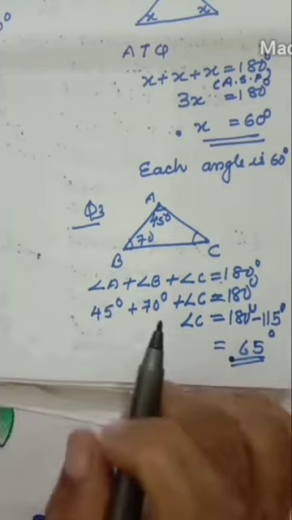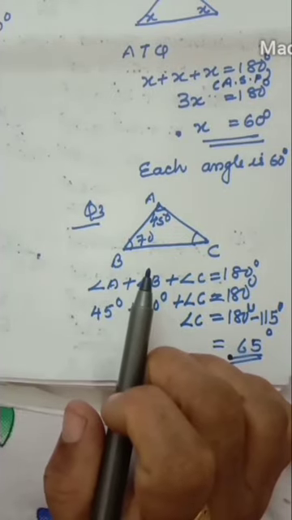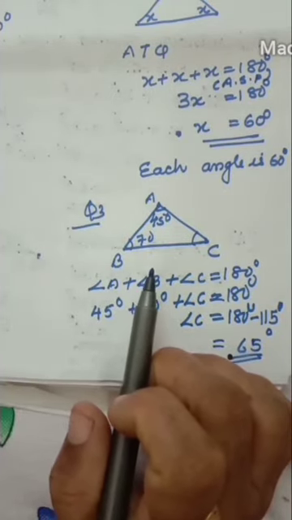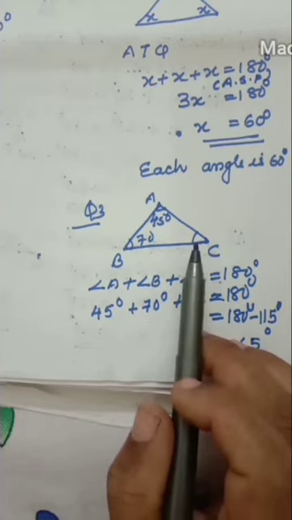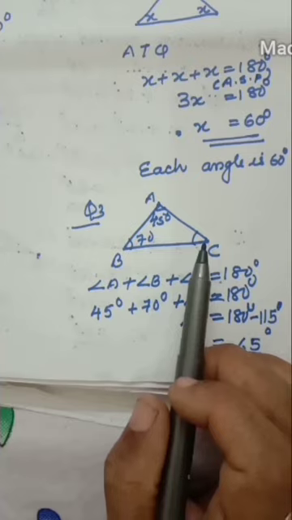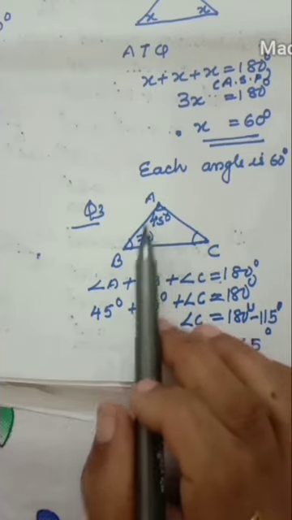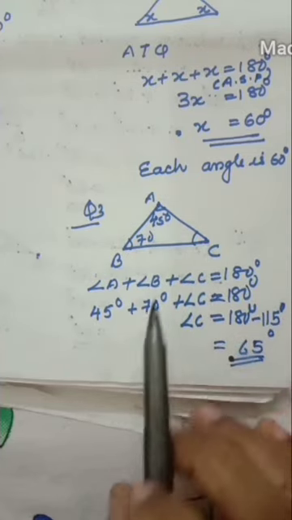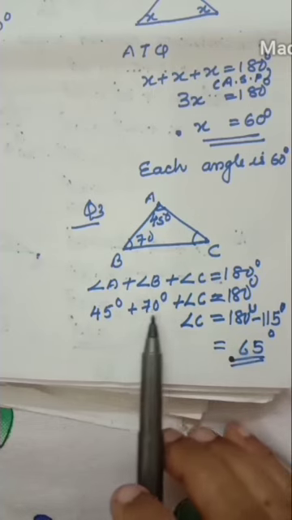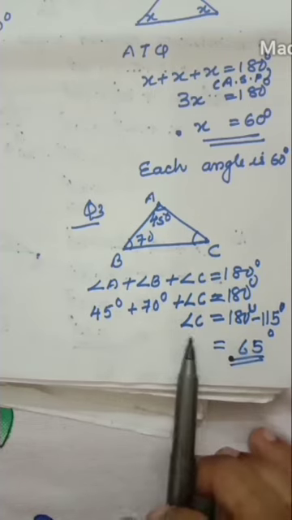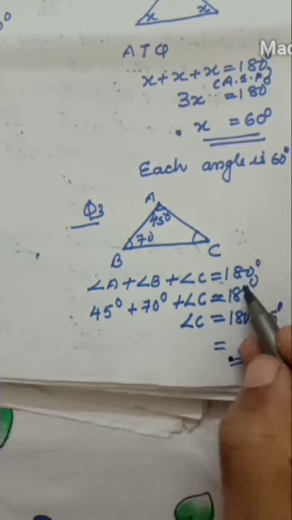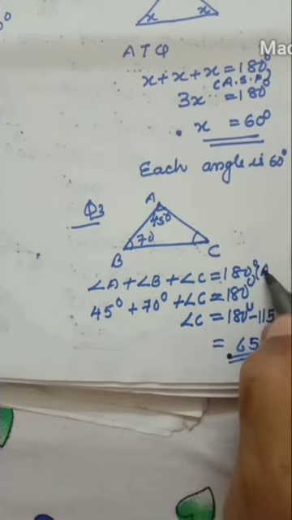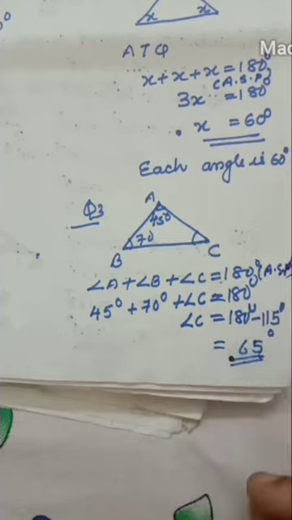Question number 3. In a triangle ABC, angle A equal to 45 degree and angle B equal to 70 degree. Find angle C. Third angle you have to find out. Okay, angle C. You know when you add three angles, you will get 180. You give the values, you will get 65 degree. Here you have to write angle sum property. That is important. ASP.